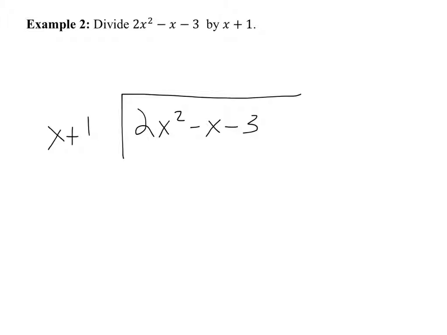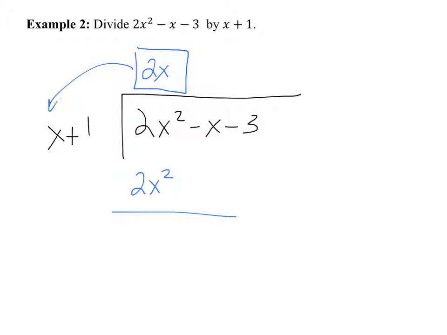Now, what needs to go in this blue box so that when I multiply it by the quantity x plus 1, I get 2x squared right here? I need to get a 2x squared there. Mike, what do you got? 2x. 2x times x is indeed 2x squared. That's the first one. Then I take 2x times 1, which gives me 2x.